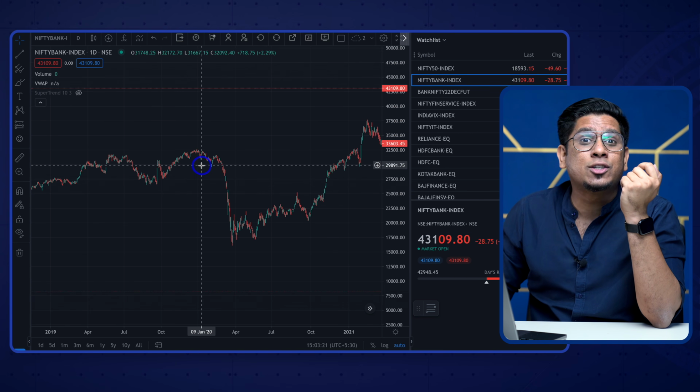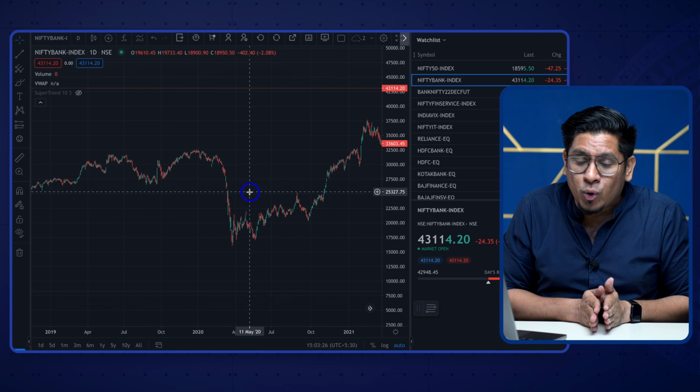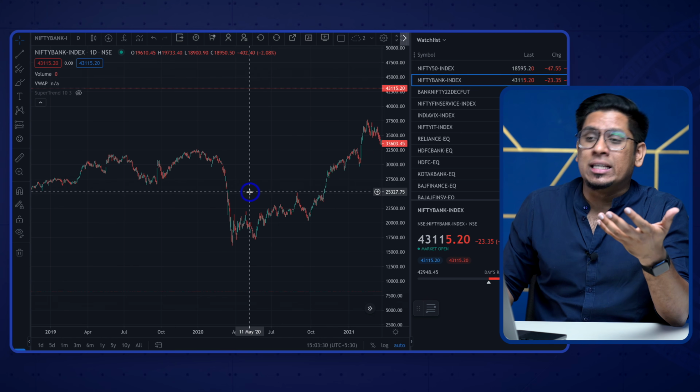So this is the COVID crash, if you remember. Now I'm going to use the Fibonacci retracement tool. Then I'm going to show you some magic. Okay, so where do you find the Fibonacci retracement tool?